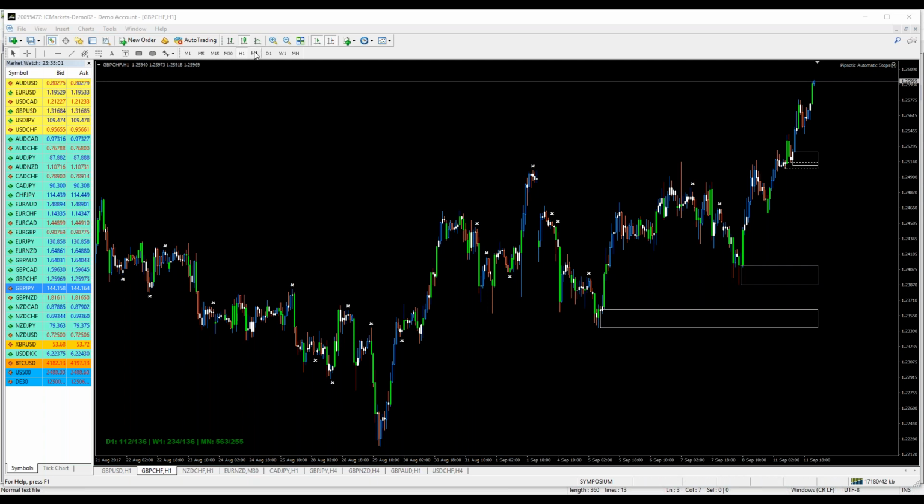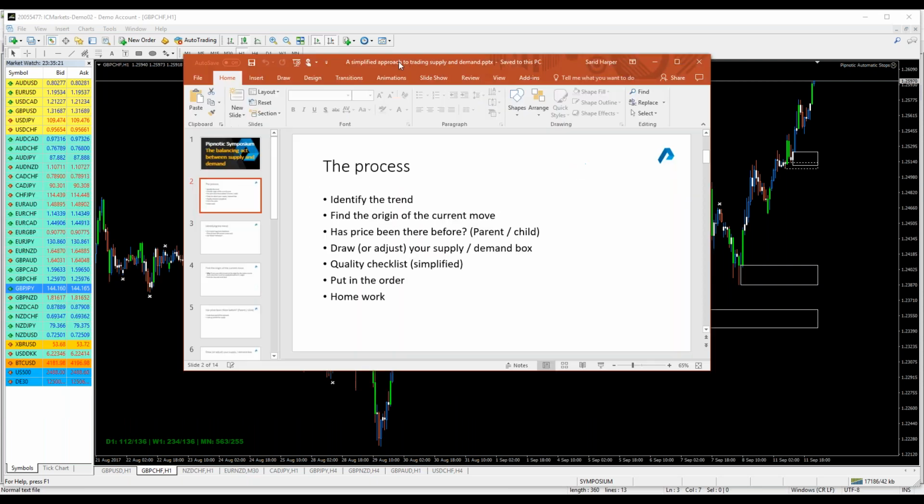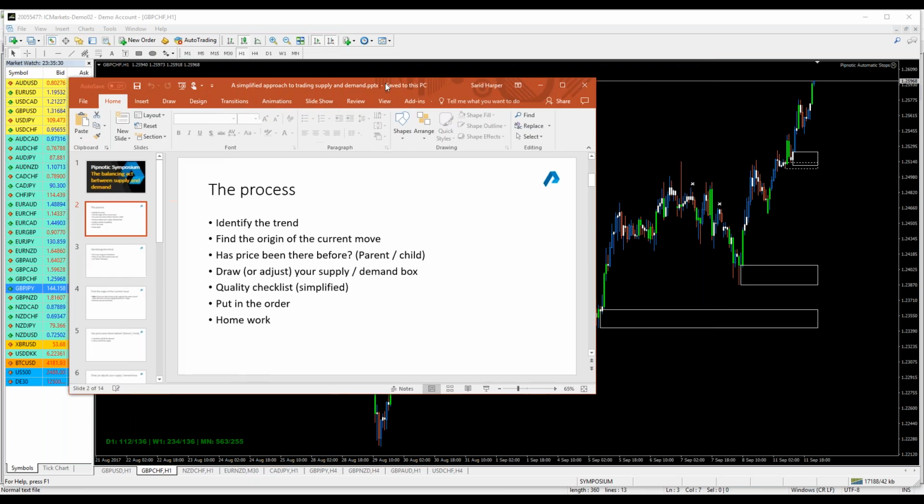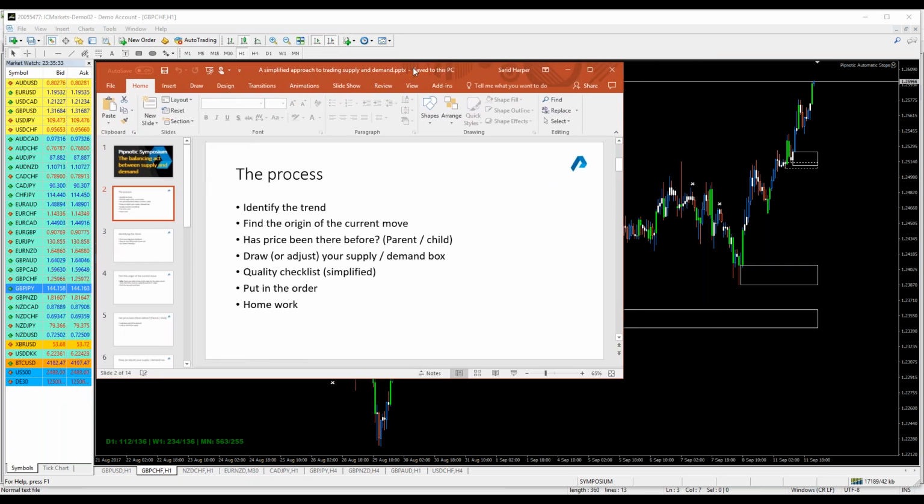Okay, so I've tried to simplify the process of trading supply and demand. A lot of people have attempted to complicate it to the degree where it makes it almost a daunting task. And while there is a lot of theory in supply and demand, it should be pretty simple. The process looks like this. First and foremost, you have to identify the trend. Why? Because you need to know if you should be buying or selling, whether demand is driving price or supply is driving price, because this will keep you on the right side of the market. So let's start with that: identify the trend.